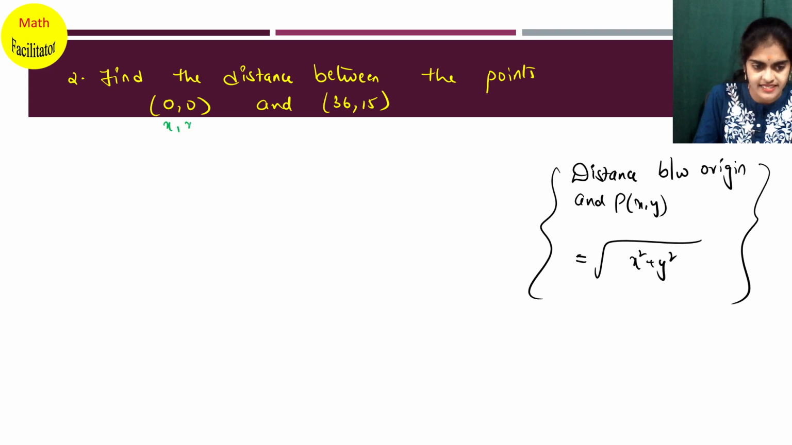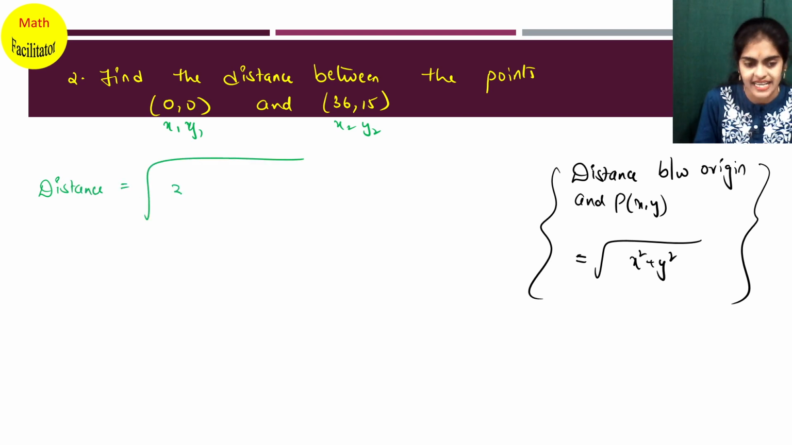So I'm just taking this as x1, y1, this is x2, y2. So I'm firstly using the distance formula. The distance between these 2 points is root over (x2 minus x1) the whole square plus (y2 minus y1) the whole square.